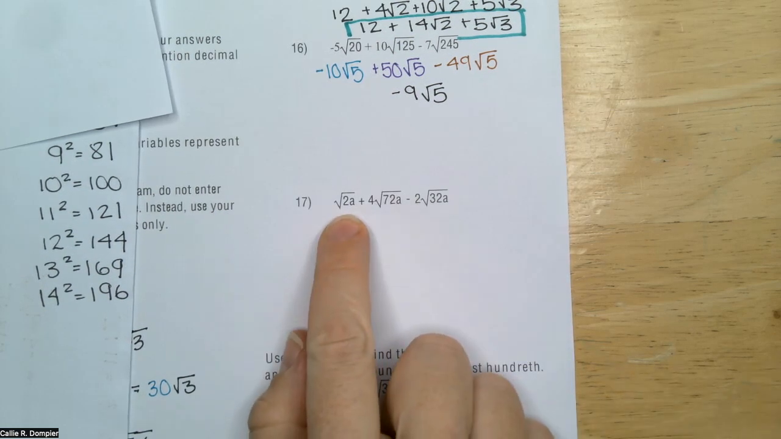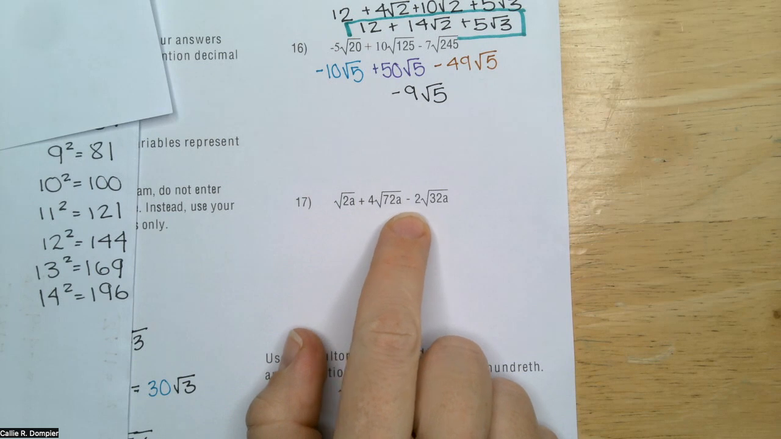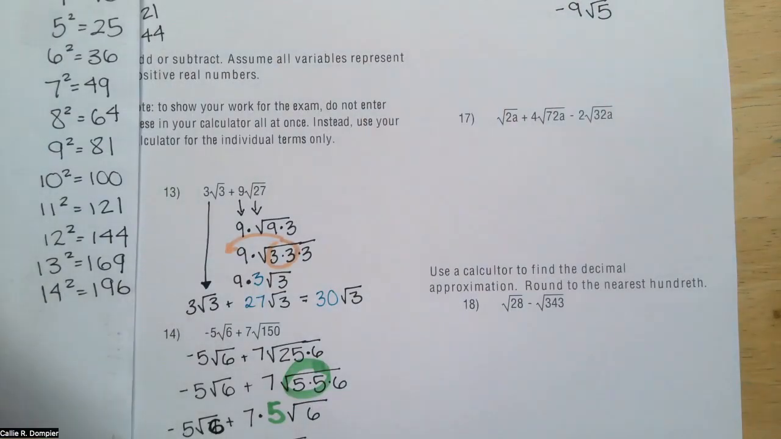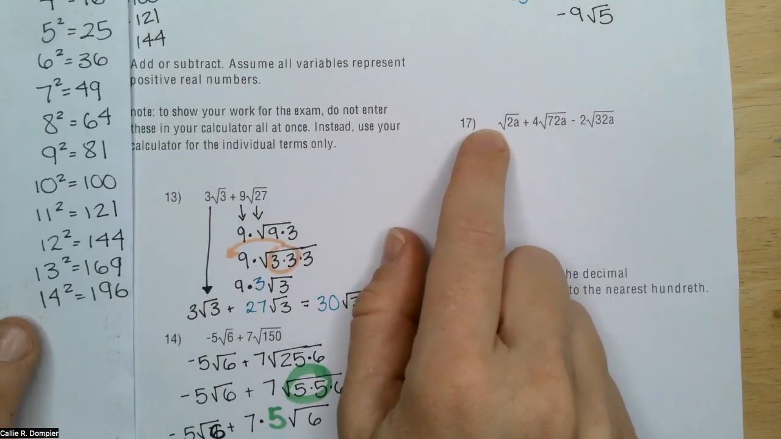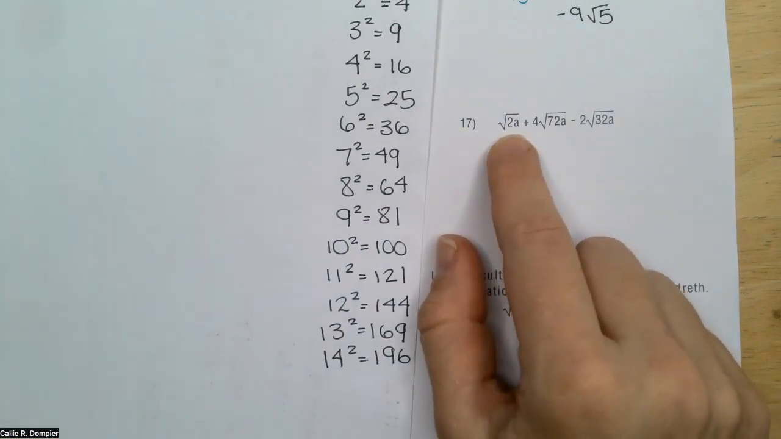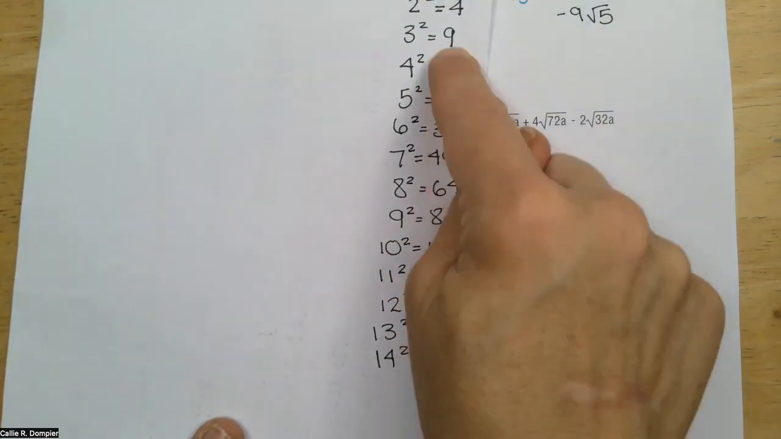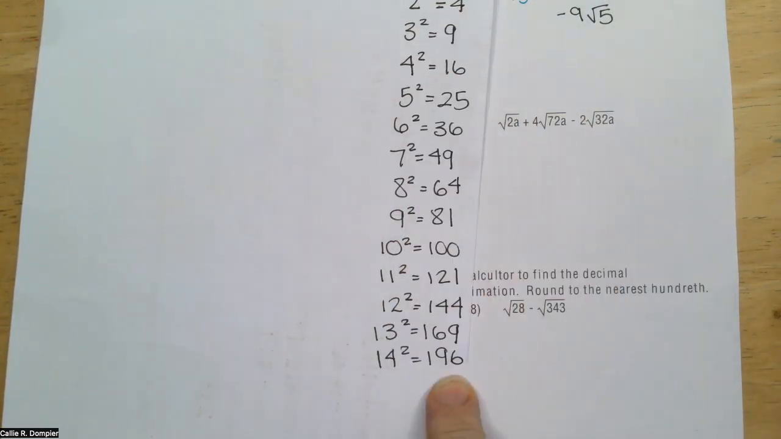Square root of 2a plus 4 times the square root of 72a minus 2 square root 32a. Let's look at our list and see if, well, 2 is already in its simplest form, right? A is going to stay under the radical. 72a, 72 is not on here. 32 is not on here.